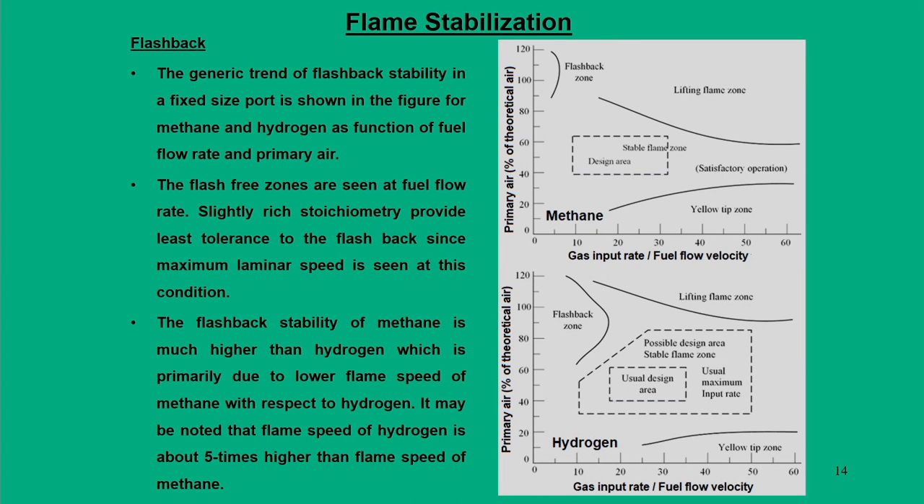So, there are many parameters that we define: fuel types, the burner tube diameter, flammability limit, all these things are given. And also what has been plotted here are two generic trends for two types of gases. One is methane, for which the flame speed is relatively smaller, and the other is hydrogen, for which the flame speed is relatively higher. The x-axis gives some generic number, that means gas input rate or fuel flow velocity, when it is increased. We are trying to put primary air, that is percentage of theoretical air. So, when the theoretical air is 100, we say phi is equal to 1.